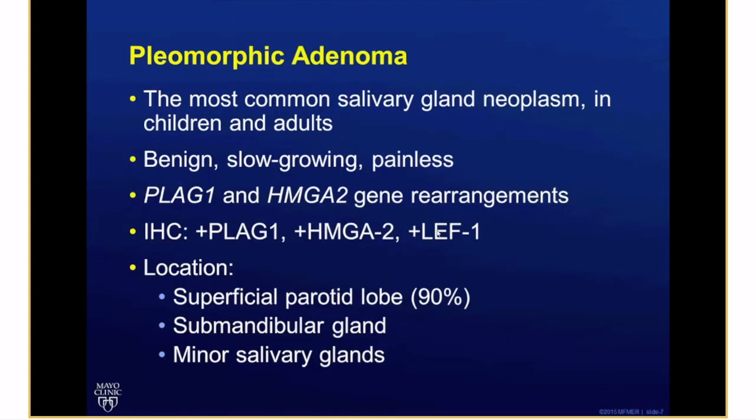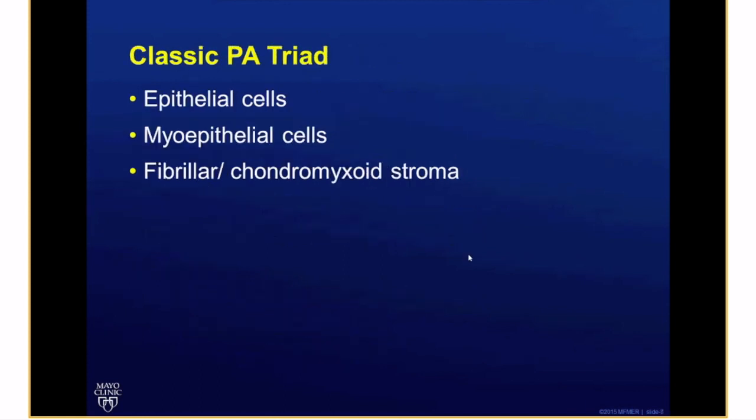So pleomorphic adenoma is the most common salivary gland neoplasm, both in children and adults. It is benign, slow-growing, painless. It has PLAG1 and HMGA2 gene rearrangements. On immunostains, you can have staining for PLAG1, occasionally staining for HMGA2 and LEF1. It's usually located in the superficial parotid lobe. It can also be located in the submandibular gland and minor salivary glands.